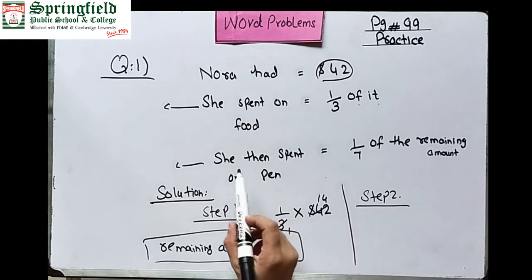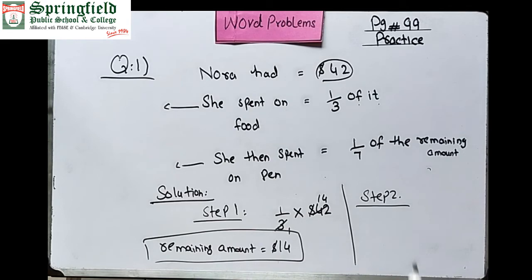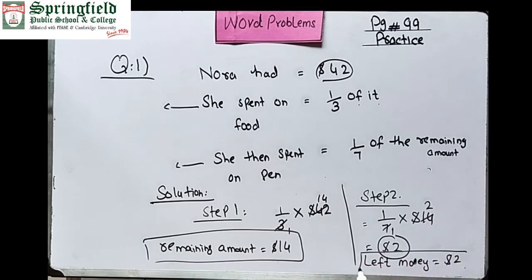Now step 2. She then spent 1/7 of the remaining amount on a pen. 1/7 of means multiply the remaining amount, $14. It can be solved with the table of 7. 7 twos are 14. 2 multiplied by 1, $2. So how much money did Noora have left? $2. The money left is equal to $2, and this is your final answer.